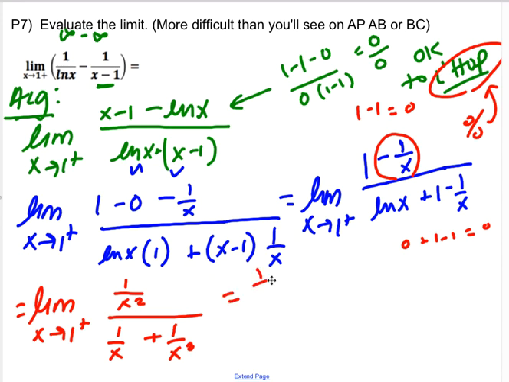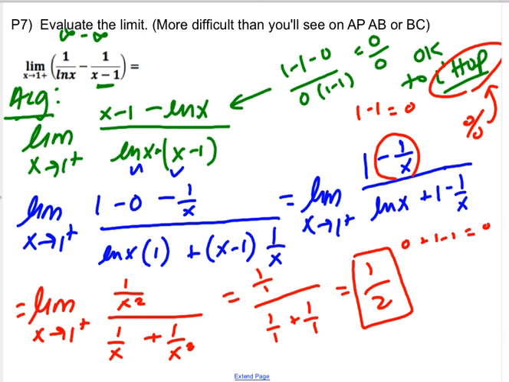When I plug in, I get 1 over 1, and on the bottom I get 1 over 1 plus 1 over 1, so I get 1 over 2, and that's my answer. I didn't have to take a natural log at any point, so I don't have to worry about exponentiating when I'm done. And after all that, that is our crazy L'Hopital's video, and that is the end of Unit 4.